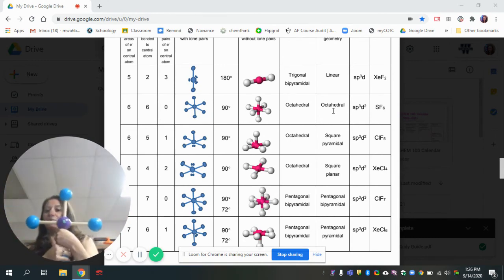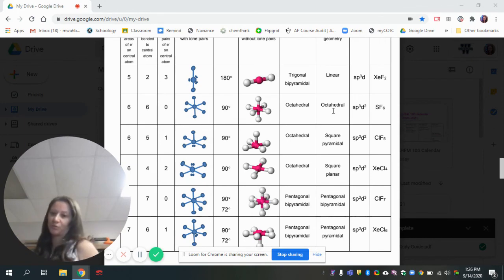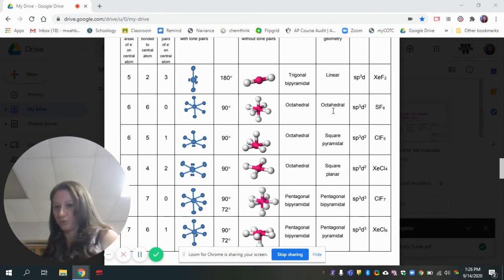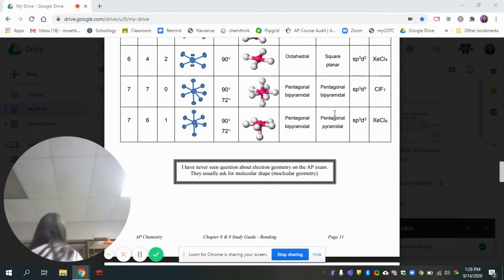What if I removed another one just for fun? It would be a T-shaped, right? If I removed another one, linear. But you don't need to know those. You only need to know the shapes that are on your screen here. Okay, new is 7 areas of electrons. So let's look at 7 areas of electrons.